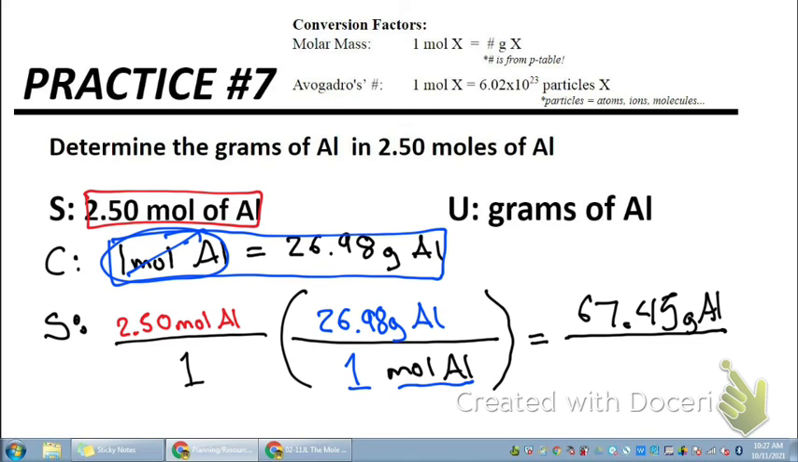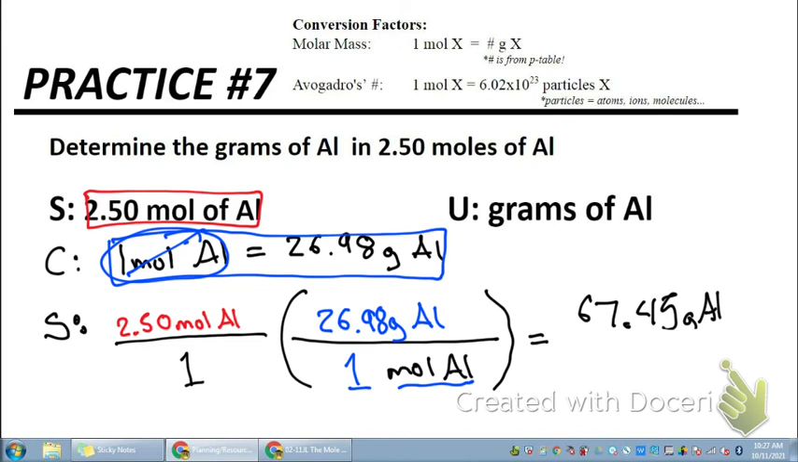1 times 1 is 1. Anything divided by 1 is itself. So we've got 67.45 grams of aluminum. But again, remember we want to round according to the rules of sig figs, so we always want to look at what we started with.